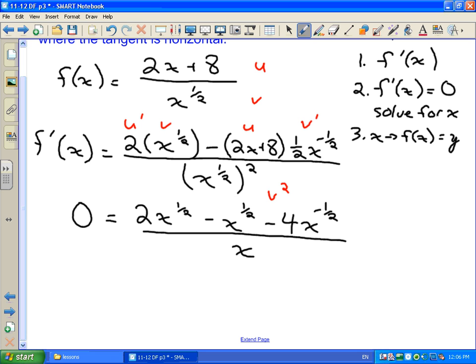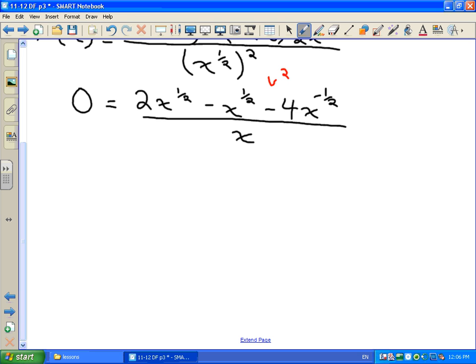I think. Okay. What can I do next? Yeah. So I can collect my like terms here on the top. 2x to the 1/2 minus x to the 1/2 is x to the 1/2 minus 4x to the negative 1/2, all divided by x. And where should I go from here?